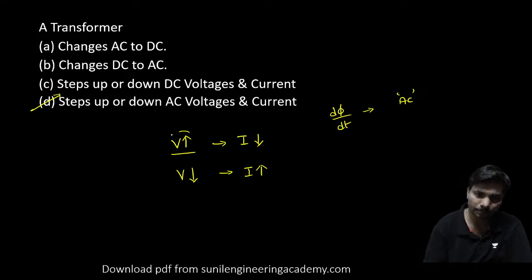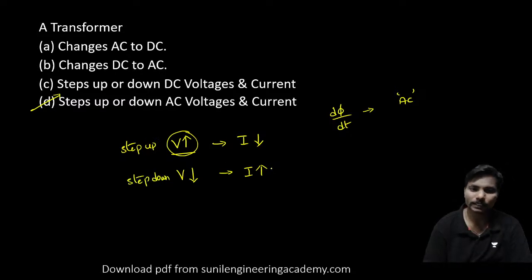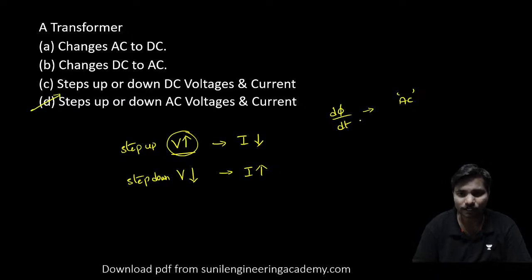If it steps up the voltage, automatically the current is stepped down. If it steps down the voltage, automatically the current is stepped up. So we require time-varying flux, which means AC only.